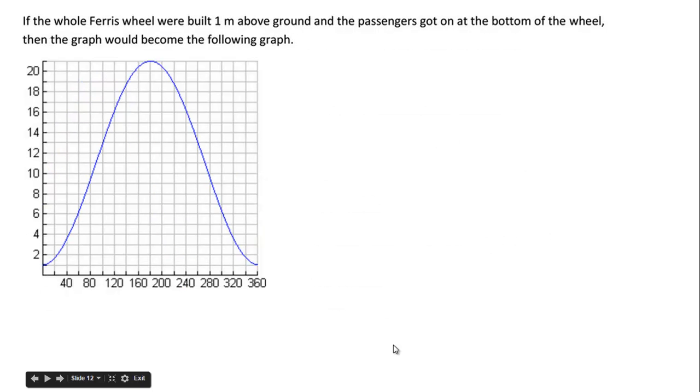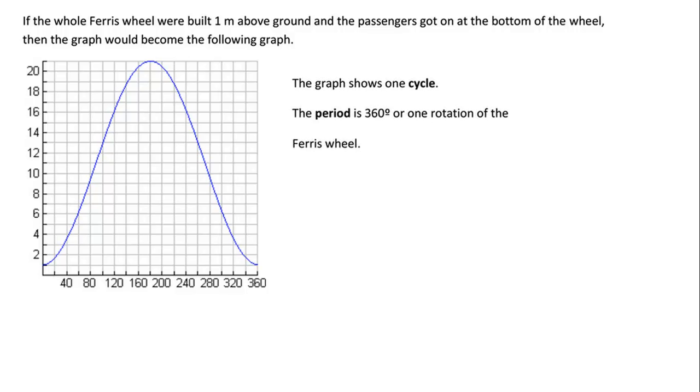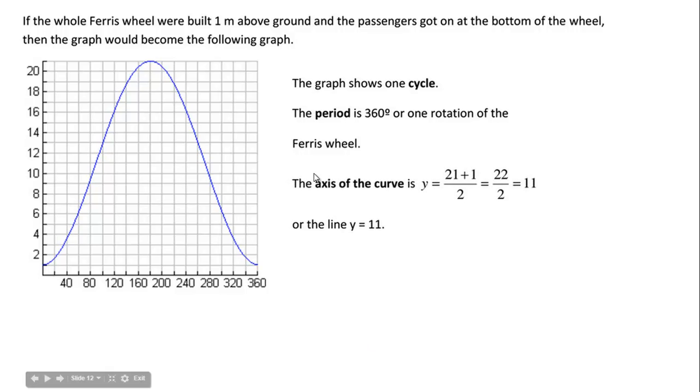If the Ferris wheel was moved up, things would change slightly. The graph would still show one cycle. The period's still 360. The axis of the curve is different. The way we find the axis is we take the average of 21 and 1, which are the two heights, the maximum and the minimum. And so the average is the axis of the curve, really, which is where the wheel rotates around. So it goes above 11 and below 11. The amplitude is 10. That's the height above 11.